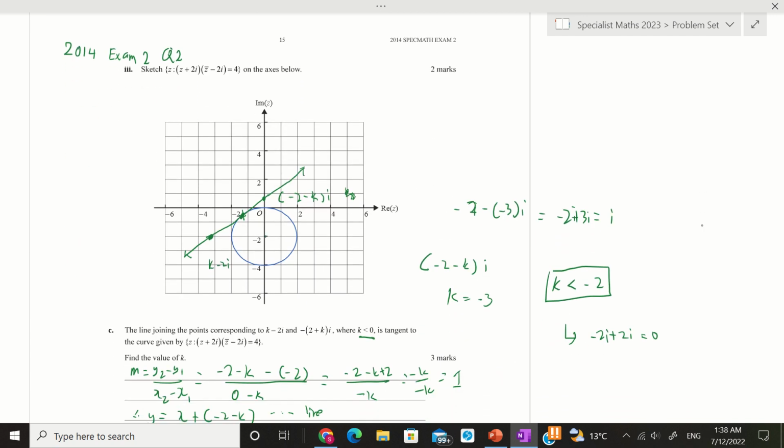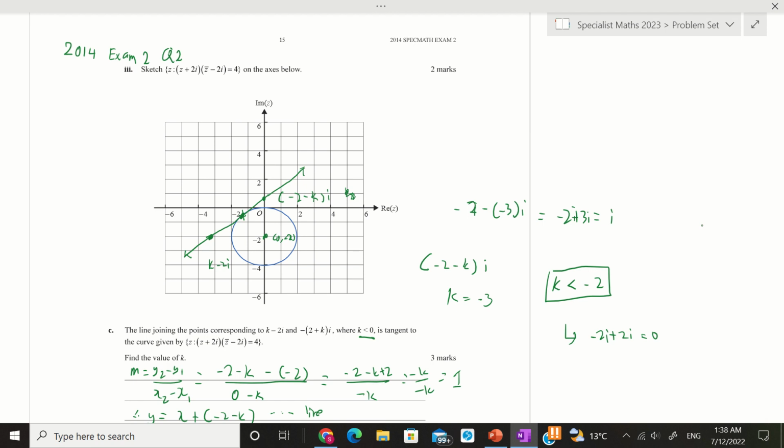Obviously our center point here, if I just label this using coordinate form, is at (0, -2). That's where the circle center is. You'll notice that we found the gradient of this line, so we know this line has a gradient of 1.